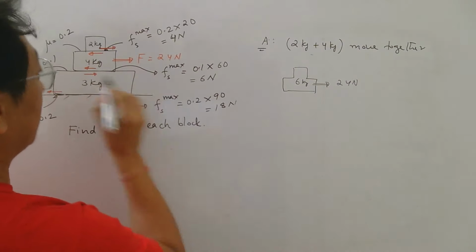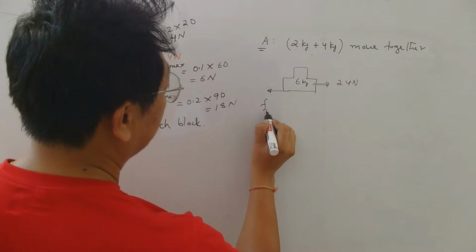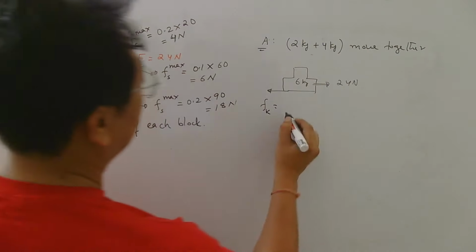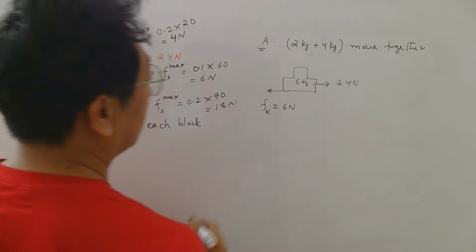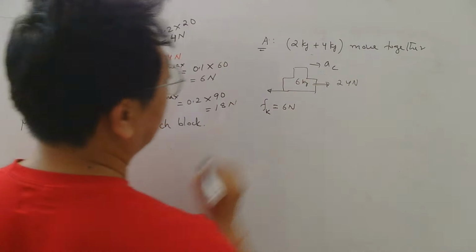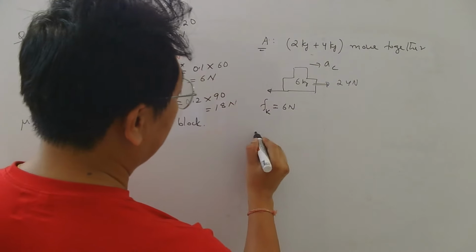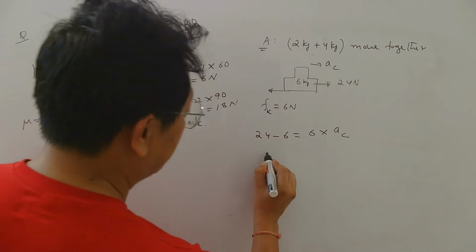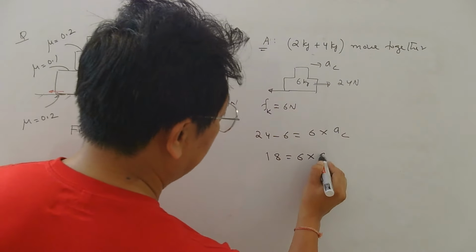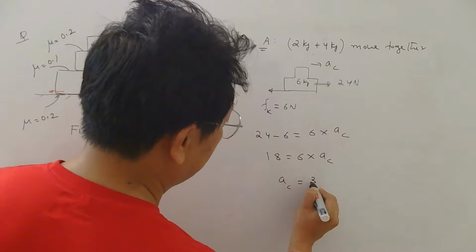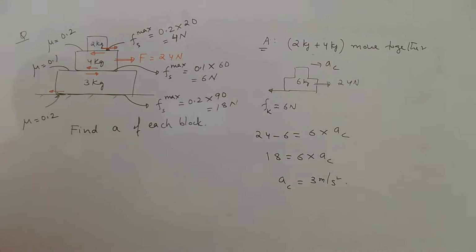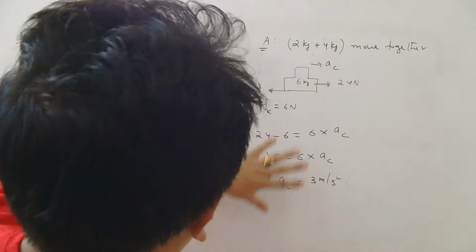If they move together, friction here will be kinetic, which is here maximum static friction, right, which is 6 Newton, and this is going with some common acceleration, right? AC, the Newton's law you write, 24 minus 6 net force equals m into A common. So this gives 18 equal to 6 into AC, so AC comes 3 meter per second square. Okay, so that would be the acceleration of the 2 kg and 4 kg block if they move together.